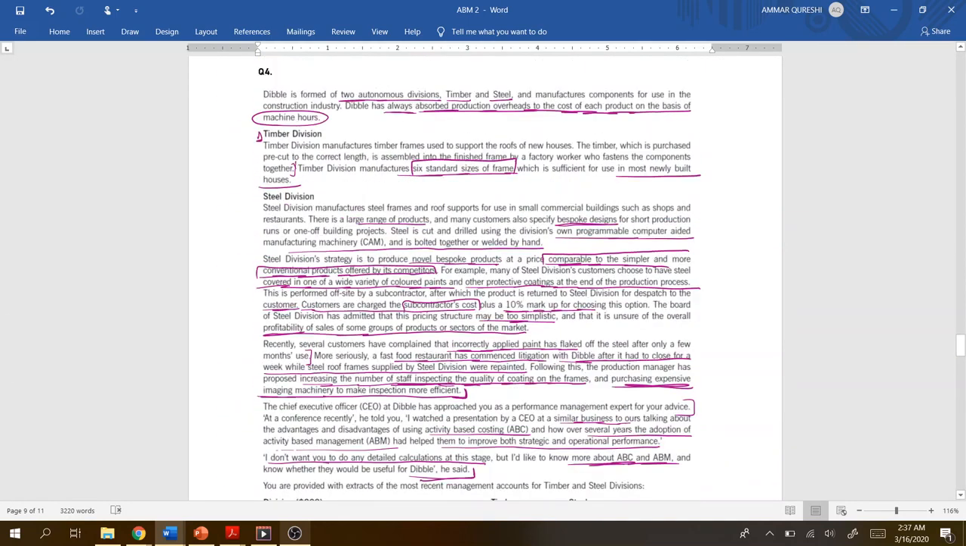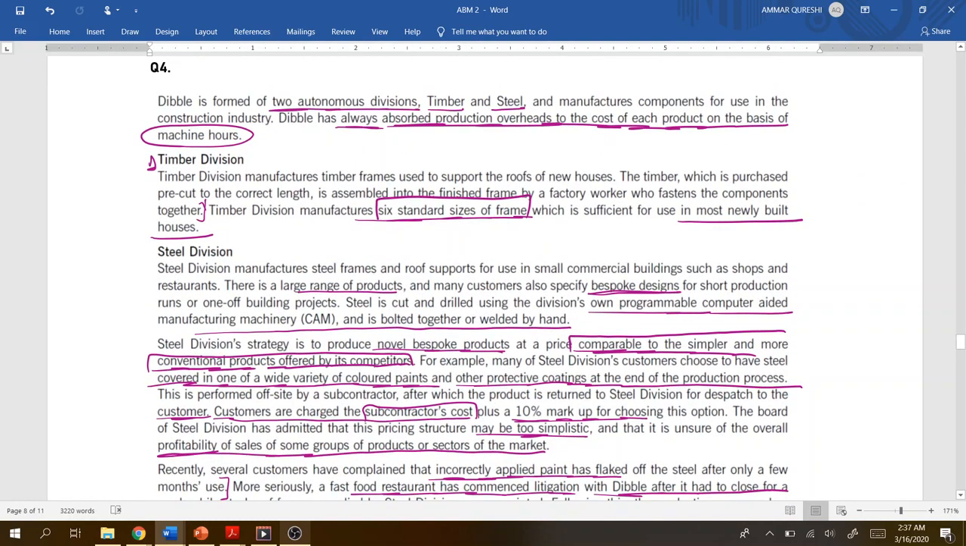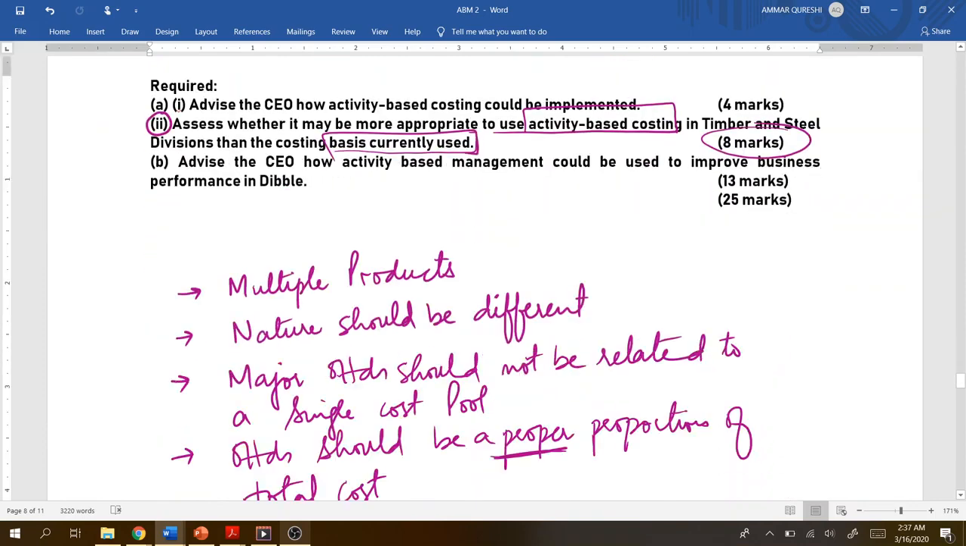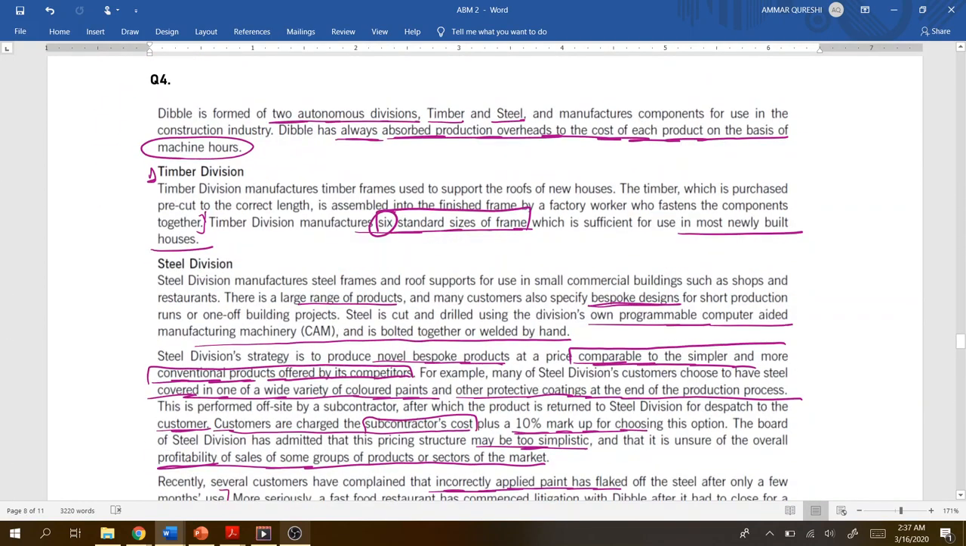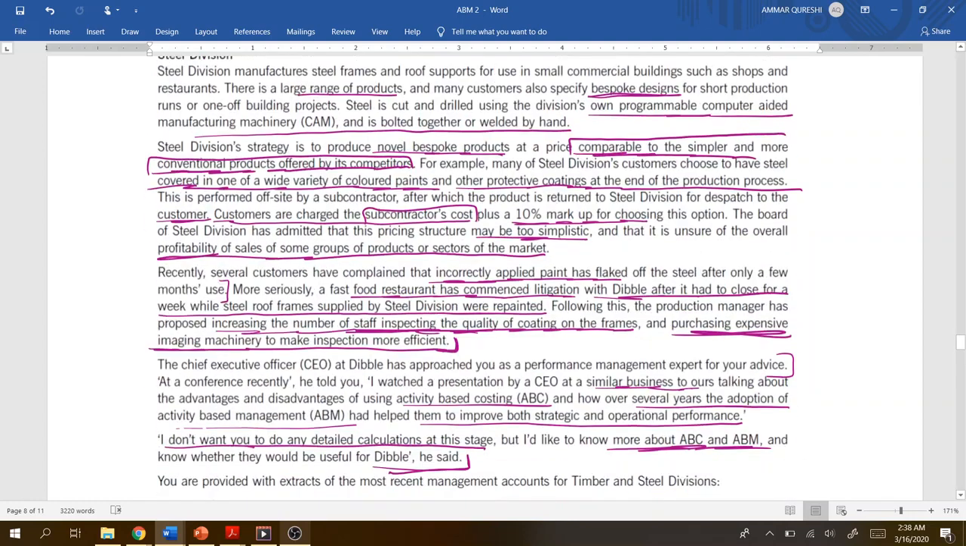So let's first consider the timber division, right? Now the first area was that the company should be manufacturing multiple products, right? So the company is manufacturing six different frames of individual different sizes. So the company is manufacturing multiple products. The second one is nature should be different. These are standard size frames. Standard size of frame means that probably the products are similar to each other, or of similar nature. It's a standard product, for example, if the same kind of activity is performed. So that's something which is not much in favor of activity-based costing, right?